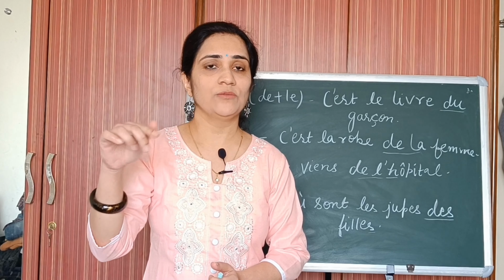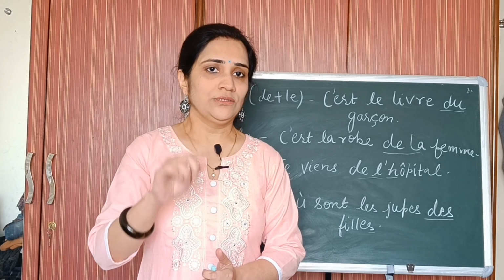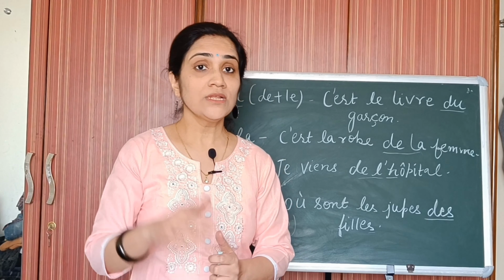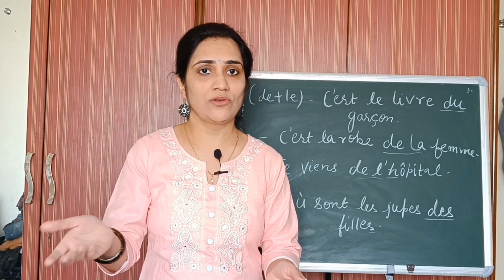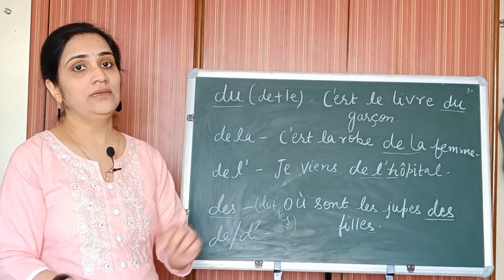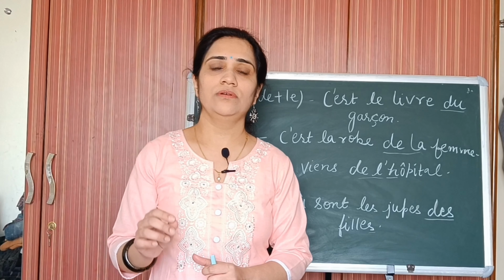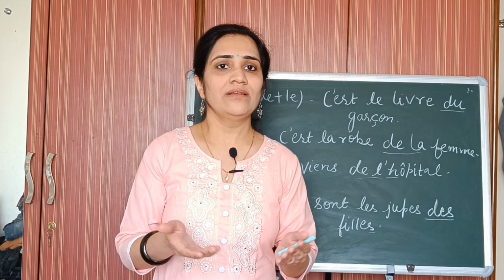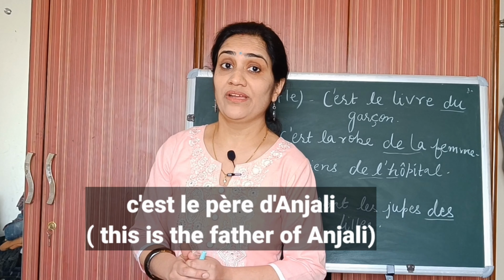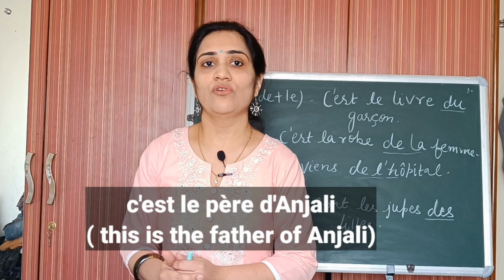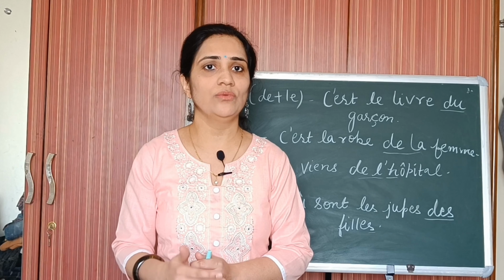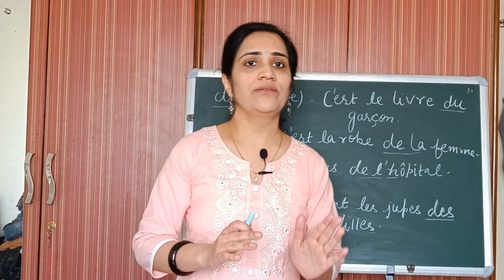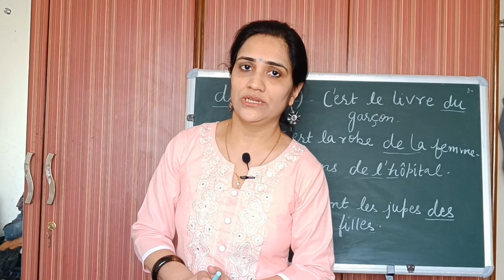We are using de with Pierre. Pierre is the name of a boy. This is the brother of Pierre. P is a consonant, so that's why we are using de. Now let's take the example of a proper noun beginning with a vowel. Suppose c'est le père d'Anjali. So this is the father of Anjali. Here Anjali is a proper noun beginning with the vowel A. That's why we have used d'. C'est le père d'Anjali. This is the father of Anjali.